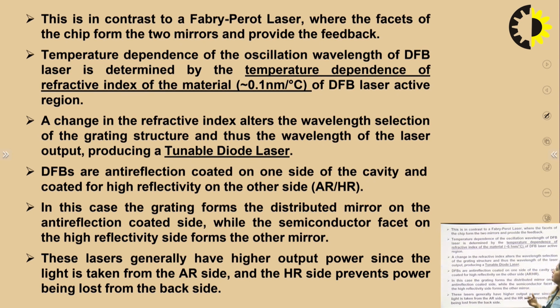There is a temperature dependence of the oscillation wavelength in the laser. Then there is the refractive index of the material of the DFB laser, that is, the distributed feedback Bragg grating laser. These have anti-reflection coating on both sides, and with this we can easily form our lasers.